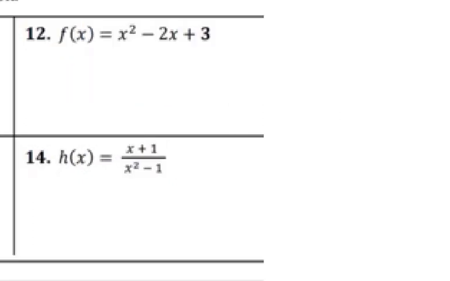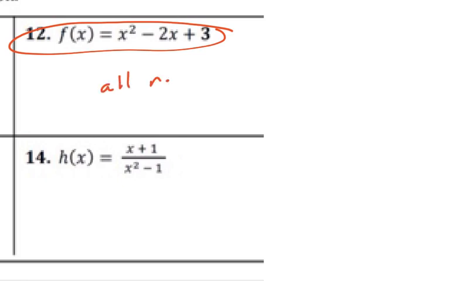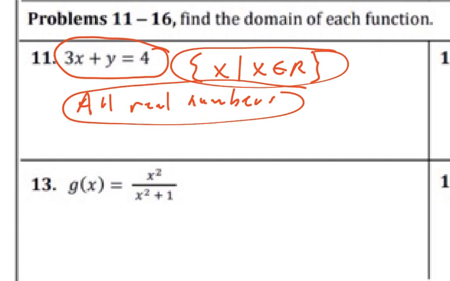Now, let me jump ahead. Notice that this one's a quadratic. So again, anything that's a polynomial is going to be all real numbers. But now, let's look at number 13. I just did 11 and 12. Let's go to 13. So on 13, here is where it can be different.